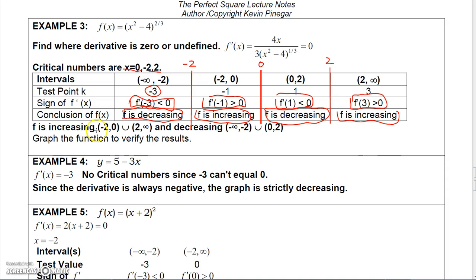F is increasing on the intervals -2 to 0 and 2 to infinity, and then the function is decreasing on -infinity to -2 union 0 to 2. And I'll do some more examples for you in another video.